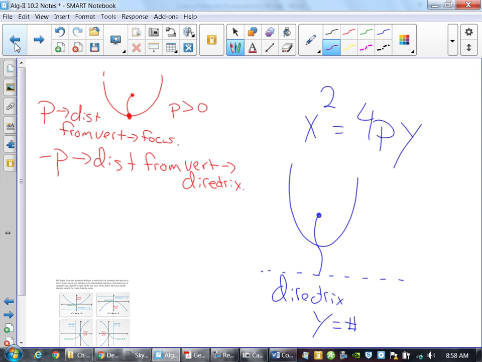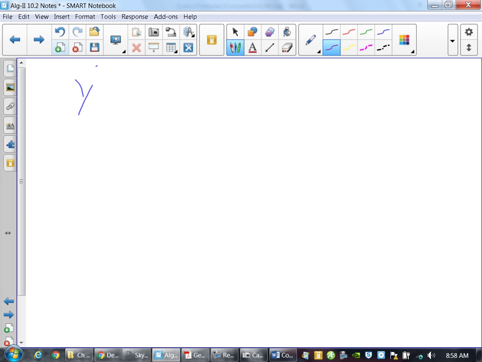So we have the x squareds for up and down, and then y squareds for parabolas that go left and right. If I have a parabola opening to the right, would the p-value be positive or negative? Positive. Going to the right is positive, going to the left is negative. So p is still positive, because it's going to the right.